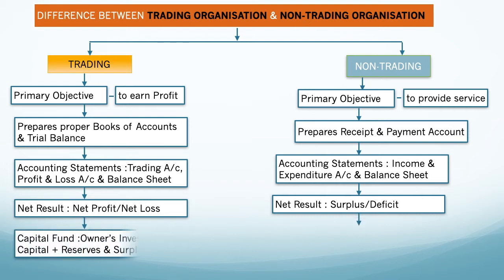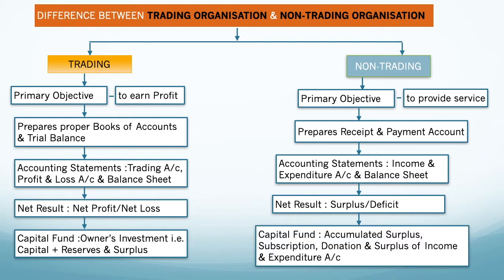Then the trading organization's capital fund is an accumulation of the owner's investment, that is the contribution by the owner, that is partners or the sole proprietor. If it is a sole proprietary concern, then it is the sole proprietor's investment plus reserves and surplus. We saw that reserves and surplus is nothing but an accumulation of profit. We had kept money aside out of the net profit for emergency, for contingencies. So the reserve and surplus is also the owner's money only, so it's a part of the capital. So capital plus reserve and surplus makes a capital fund.